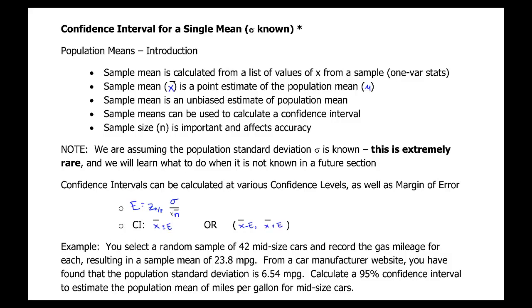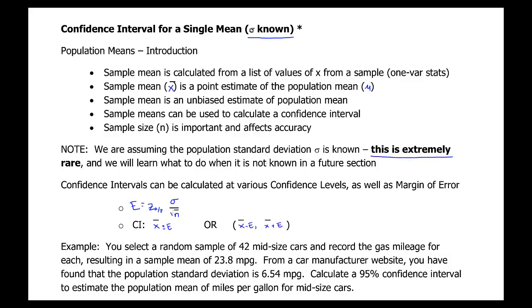The confidence interval for a single mean. Remember, confidence intervals are estimates for a population parameter, in this case a population mean, given a sample statistic, in this case a sample mean. So we've taken a sample and we want to calculate a range of values that we can be confident the population mean will be found in. In this example, the population standard deviation is known.